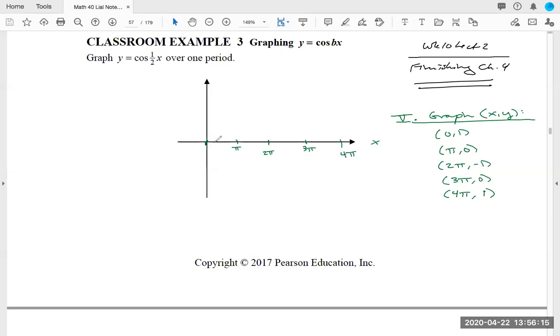So let's go ahead and graph this. We've broken up our horizontal into 5 different x values, which leads us to 4 parts here. And then for the y values, look for your max and your min. My max is 1 and my min is -1. So 0, 1 is here, pi, 0, 2 pi, -1, 3 pi, 0, and 4 pi, 1.